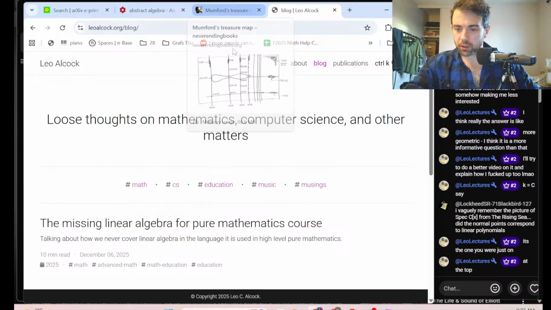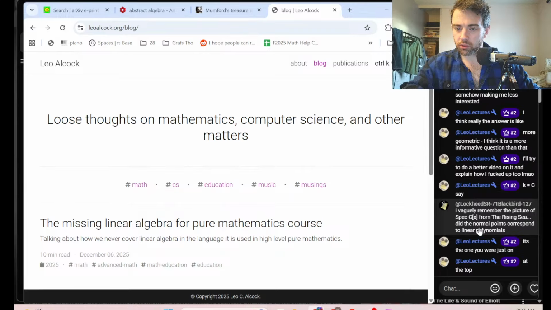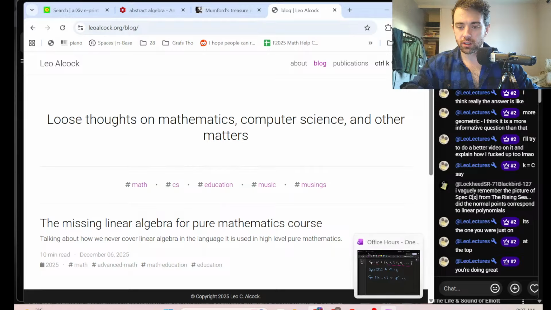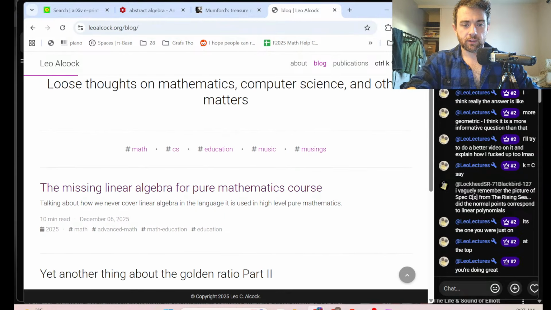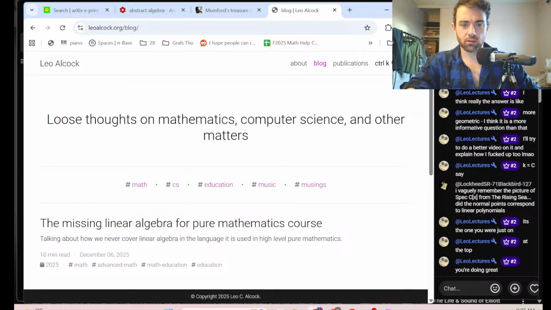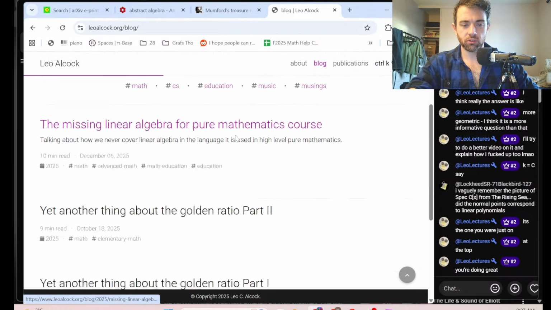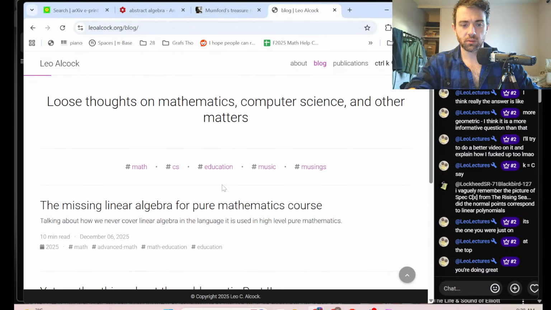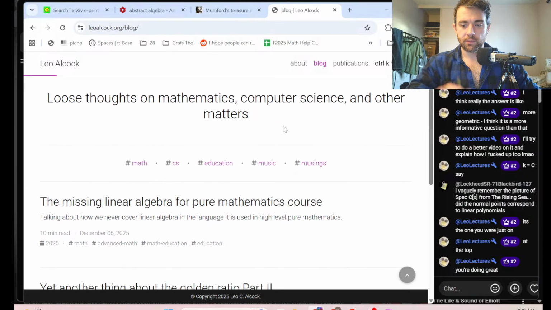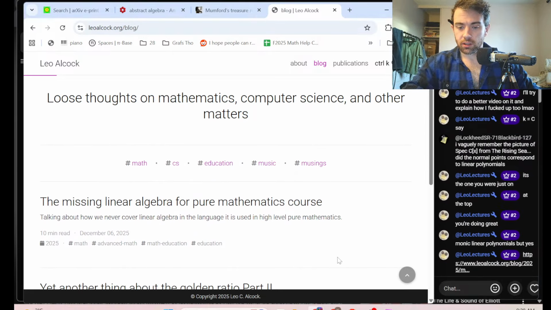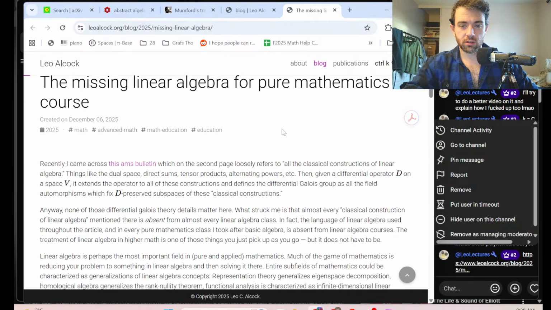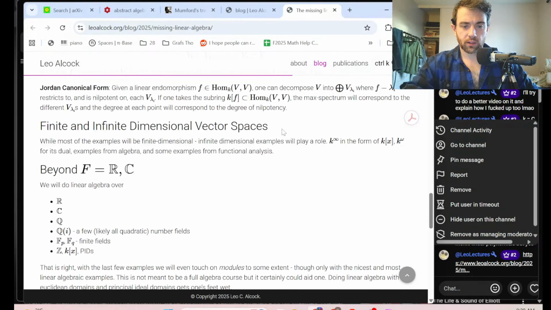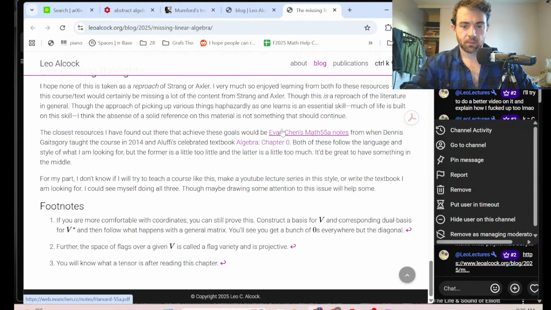You vaguely remember the picture of Spec C[x] from the rising sea. Did normal points correspond to linear polynomials? Yes, exactly, right? The one I was just on? At the top? The missing linear algebra for pure mathematics course? That doesn't sound like the right one. Are you sure? Monic. Yes, monic linear polynomial. Okay, here we go. Is it this one? Oh, okay. I guess that makes sense because you're talking about linear operators.